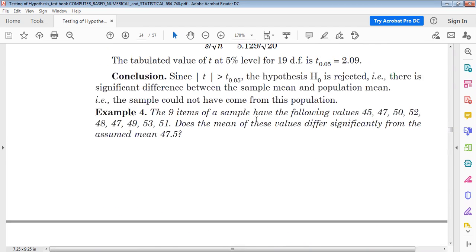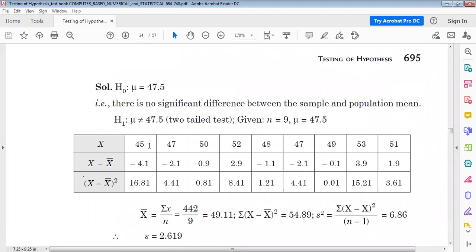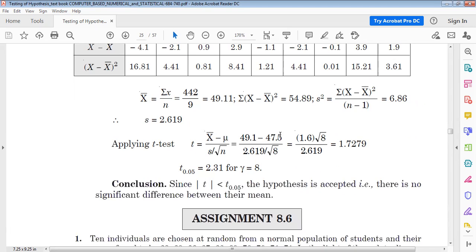Similarly, example 5.4, just for this 51: does the mean of these values differ significantly from the assumed mean? The null hypothesis is taken as 47.5, so the alternative hypothesis will be not equal to 47.5. The number of samples is 9, and mu is the population mean 47.5. So a similar process we can follow as in our previous example. We get s equals this. Then applying the t-test, we get 1.7279 after calculation.